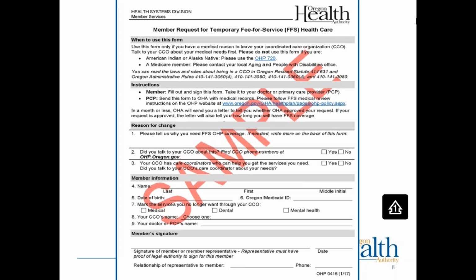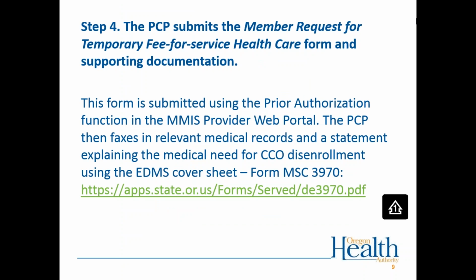So here's a sample of what that form looks like, the 416 form, and that's the member request for temporary fee-for-service healthcare. One thing we wanted to mention here is that if someone is requesting disenrollment from their CCO, the way it is currently set up, if that is approved, they will go on to fee-for-service for their medical as well as their mental health. So they will be disenrolled from the mental health CCO portion as well. So just a side note there.